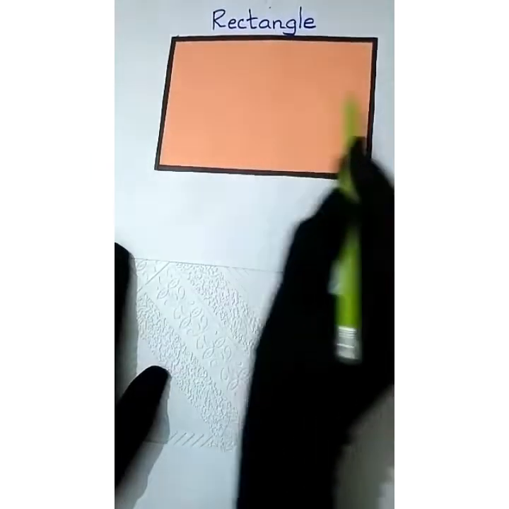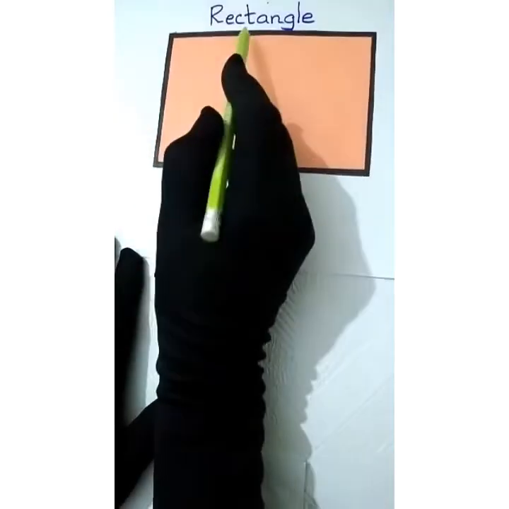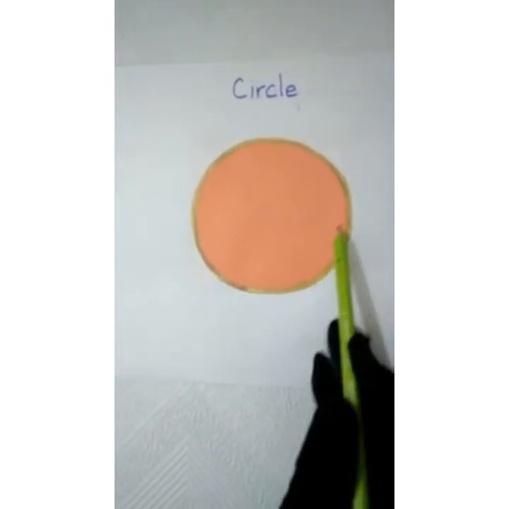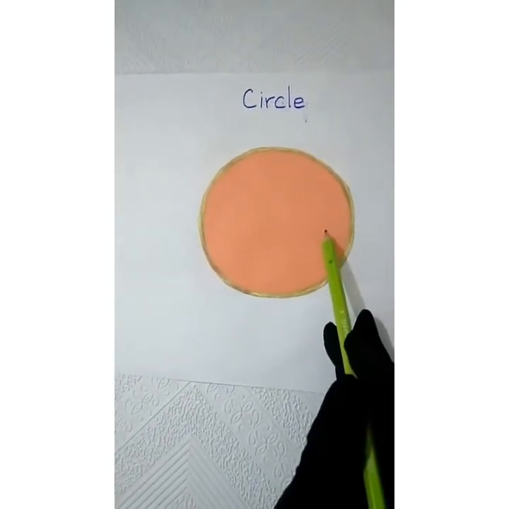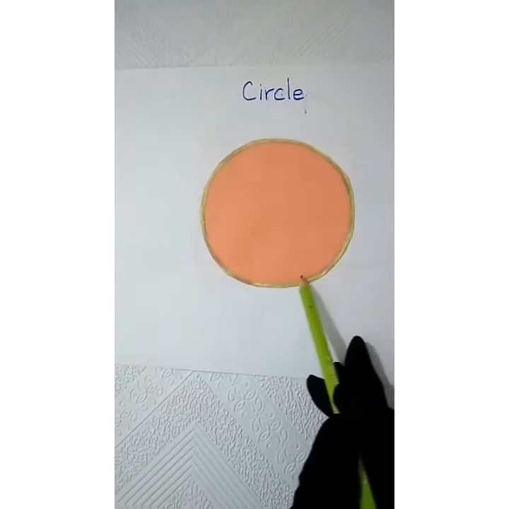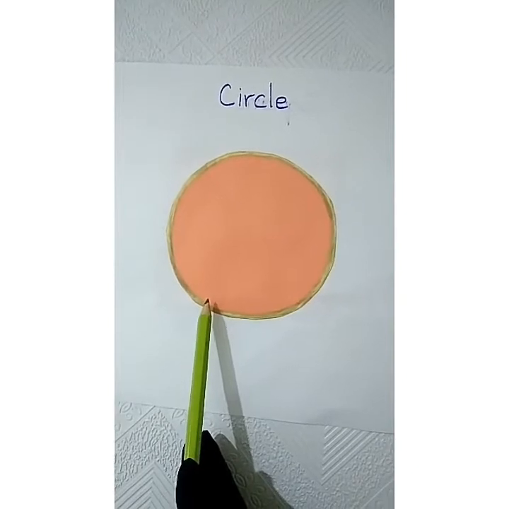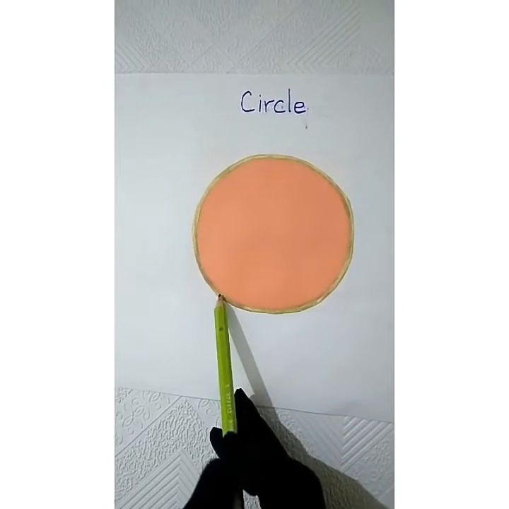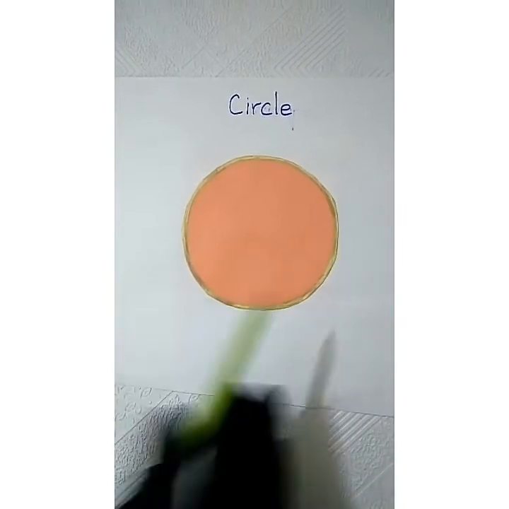Only its opposite sides are equal. It is called a rectangle. We have shapes of curved line. Look at this shape. It is made of a closed curve. Okay, children, this shape is called a circle. It is made up of curved line. It has no corner.